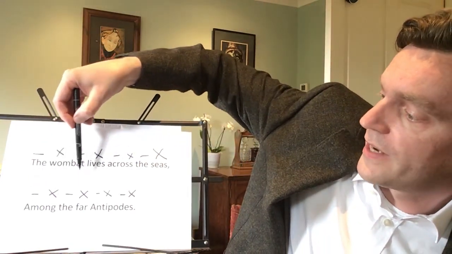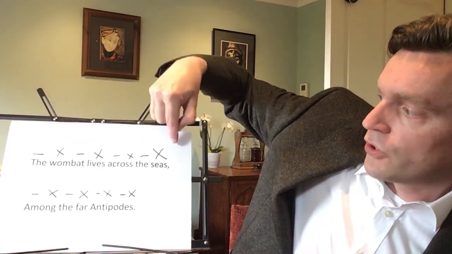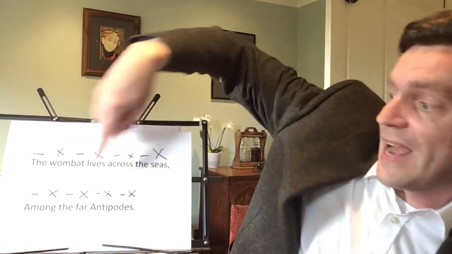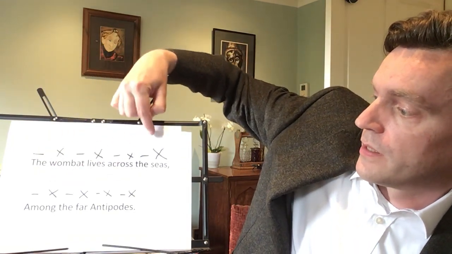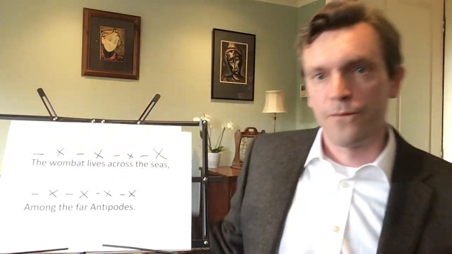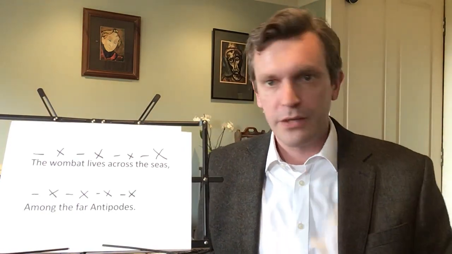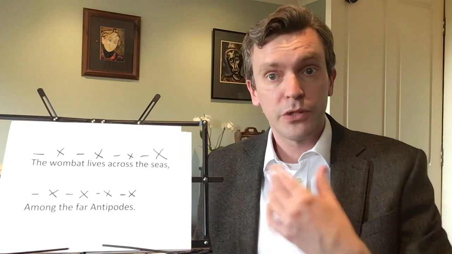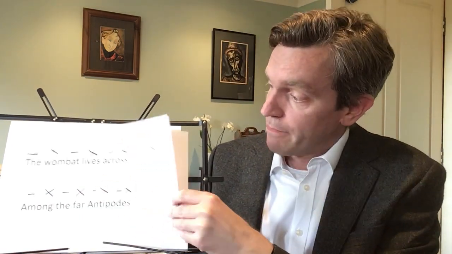Among the far antipodes. And you'll notice here that we have exactly the same stress pattern in the first line and in the second line. It goes da-dum, da-dum, da-dum, da-dum. Four da-dums in a row for both lines. The technical name for that is iambic tetrameter, but you don't need to remember any technical names. You just need to see that there's a regular rhythm there, and it's the same pattern in both lines.